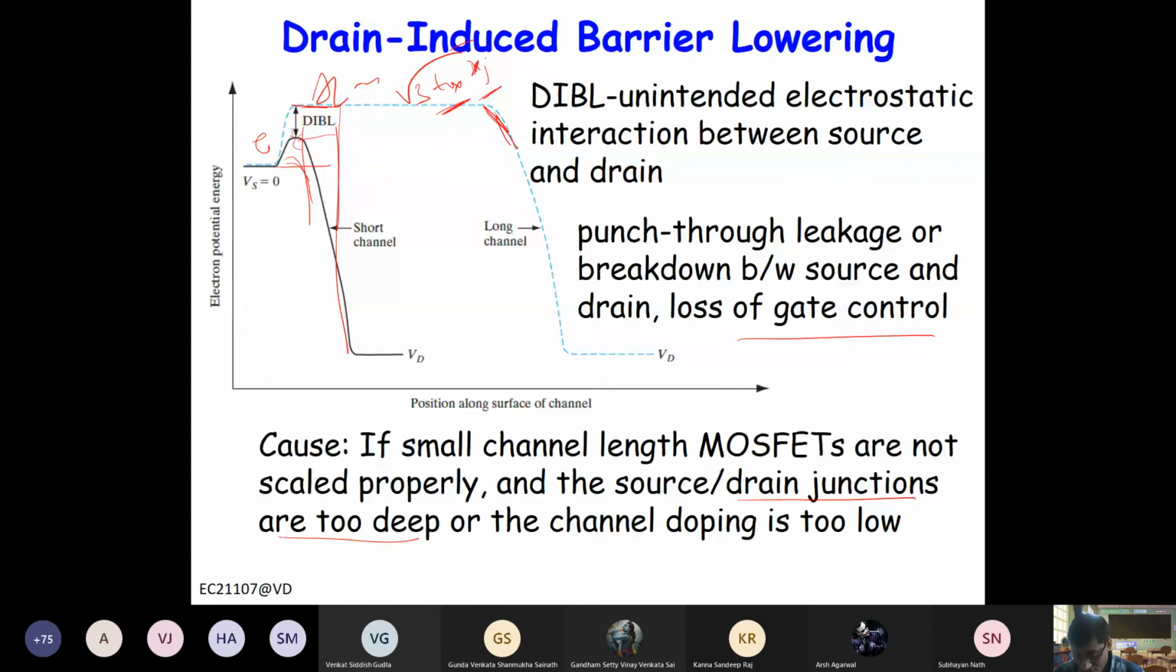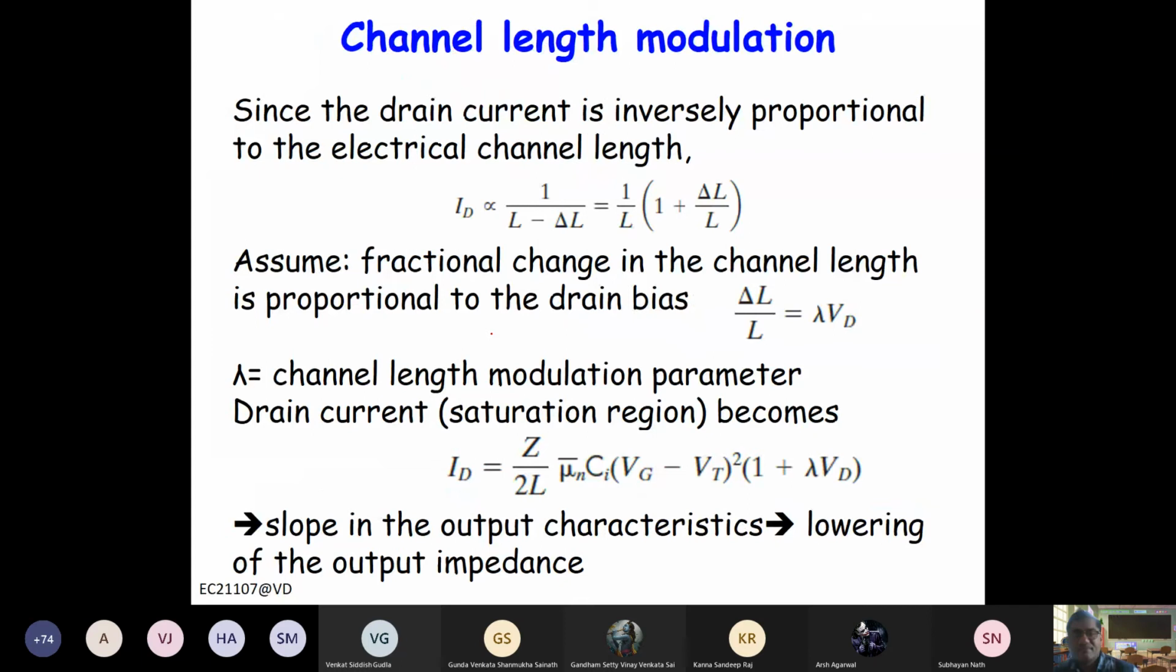Okay, another phenomenon is this delta L, the change in the channel length, called channel length modulation, and that can also be modeled because now L is L minus delta L, so your ID is proportional to 1 by L. So you can write this as 1 by L times 1 plus delta L by L, right? Now delta L by L can be replaced as a function of Vd times some parameter lambda, right? So this lambda is called the channel length modulation parameter.